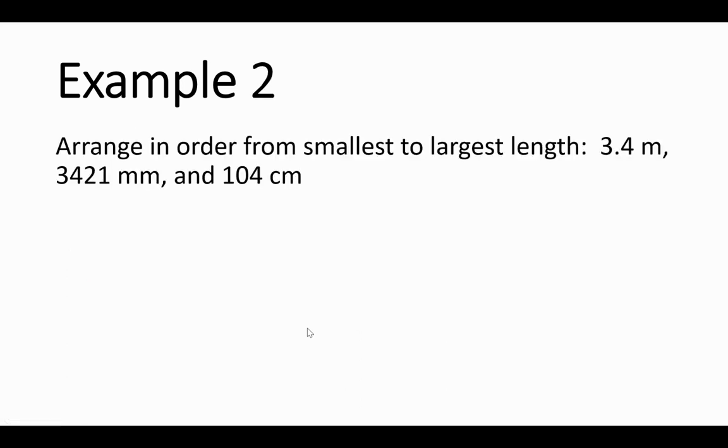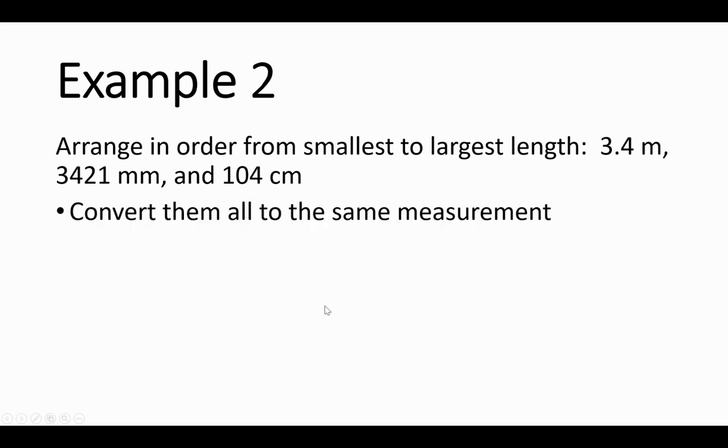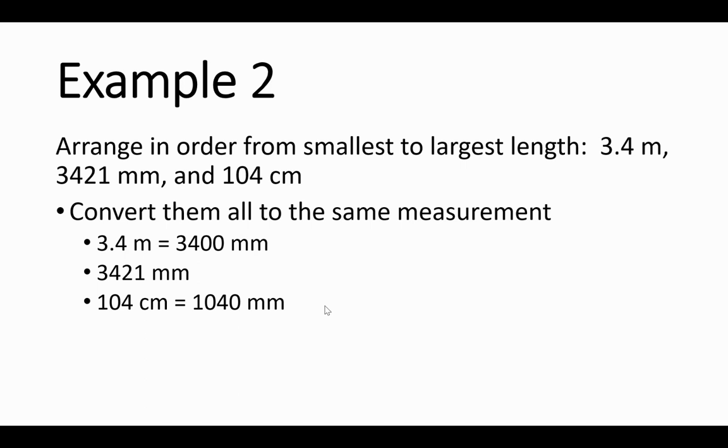Example number 2. Arranging in order from smallest to largest, the lengths 3.4 meters, 3,421 millimeters, and 104 centimeters. Well, to do that, we probably have to convert them all to the same measurement. In this instance, we probably want to go down to millimeters. So 3.4 meters converted is 3,400 millimeters. 3,421 millimeters is already converted, and 104 centimeters will convert to 1,040 millimeters. So in order, from smallest to largest, 104 centimeters, 3.4 meters, 3,421 millimeters.